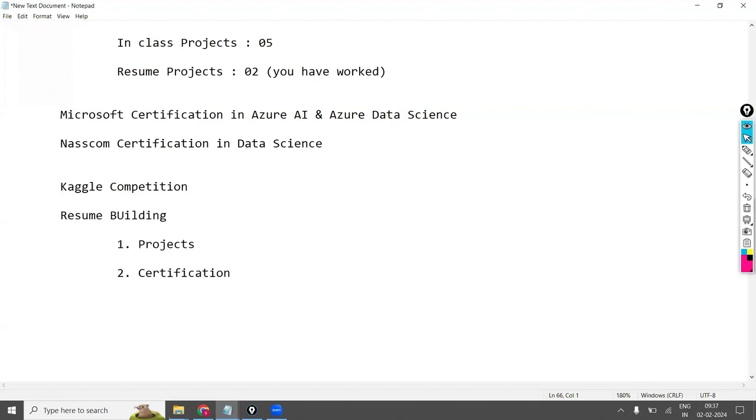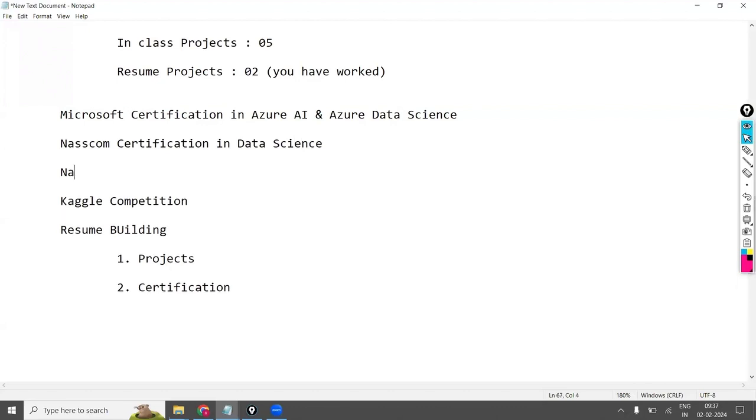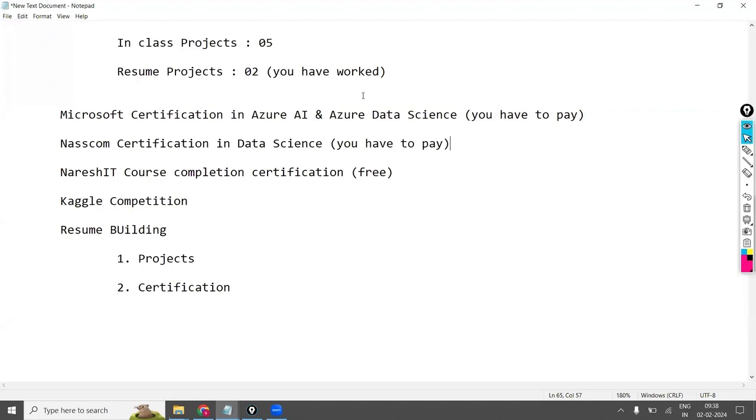That is common. The Naresh IT course completion certificate is common for everyone. It is free. It is part of the course. And these two you have to pay for. If you are interested, you have to pay. If you're not interested, no need to pay. That is your choice. Right? These two you have to pay separately.